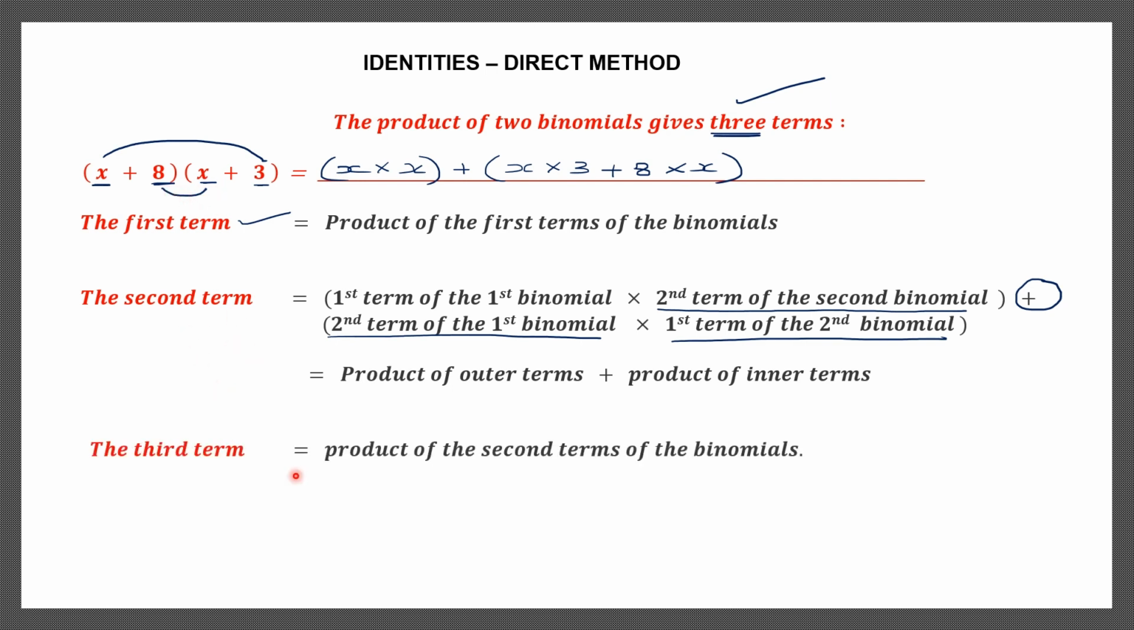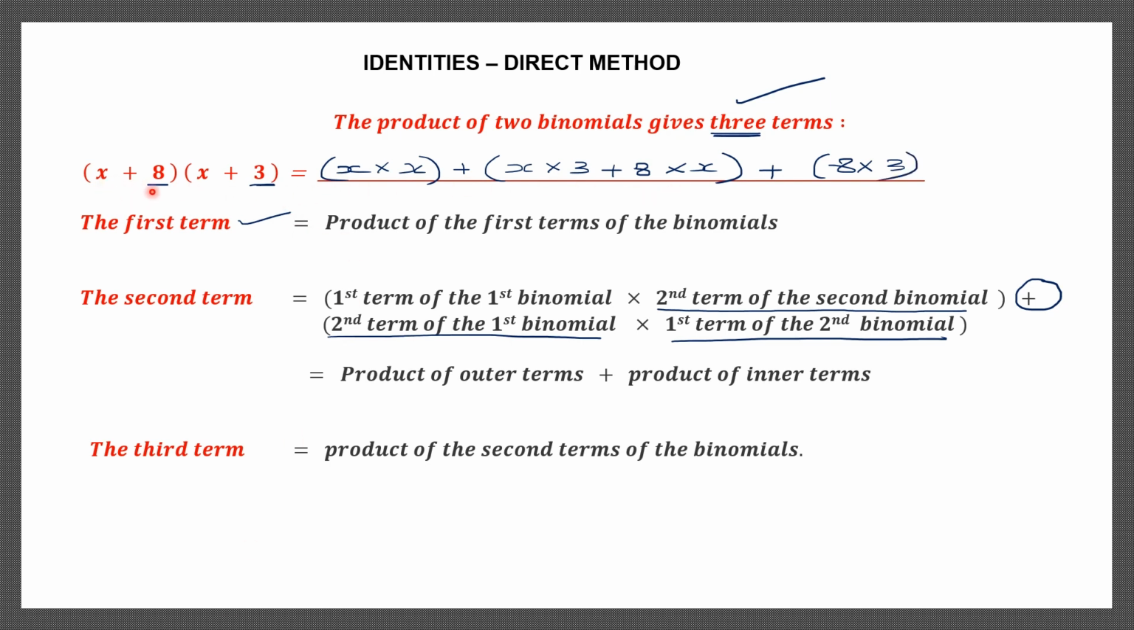Now what is your third term? The third term is the product of the second terms of the binomials. Which is the second term of the binomials? This is the second term of the first binomial. This is the second term of the second binomial. It's a product, means you multiply. That means let's multiply it here: 8 into 3. Okay, so this is called the direct method.